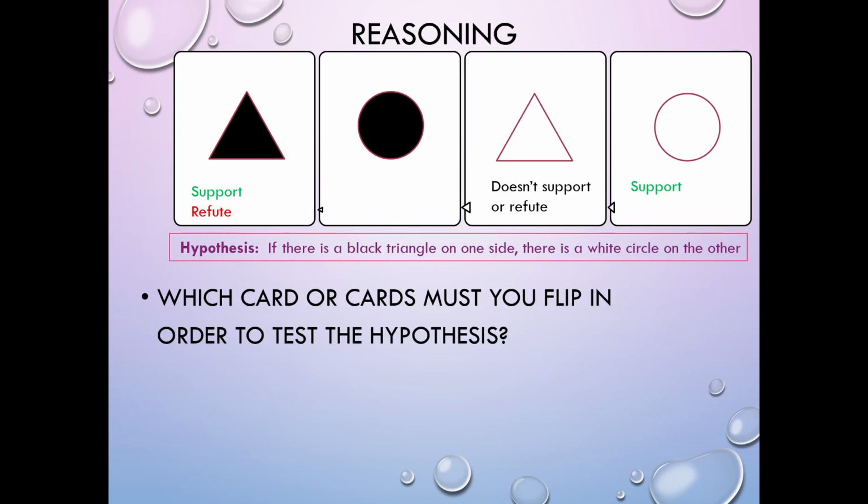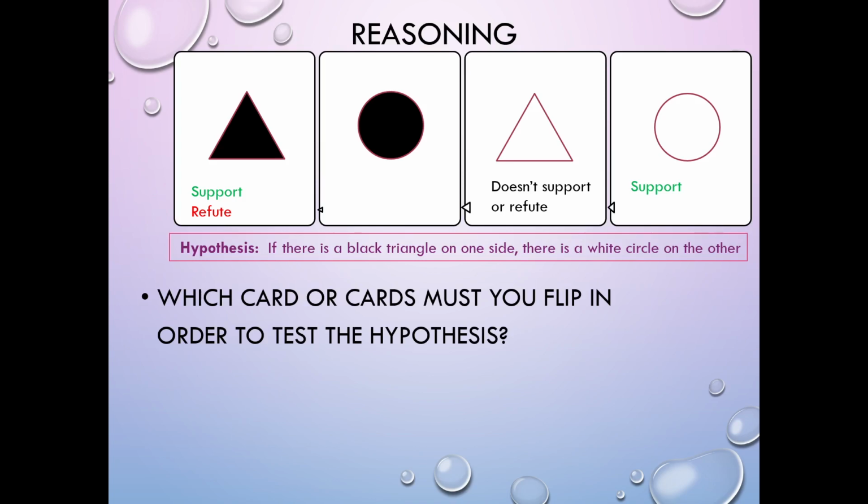If you said, I want to flip the white triangle, you wasted a flip, because that's actually just there for symmetry. If you have a white triangle associated with a white circle, I already explained that that's not going to refute the hypothesis, because the hypothesis only goes the one direction. Black triangle must have a white circle on the other. So yeah, that white triangle doesn't do anything.